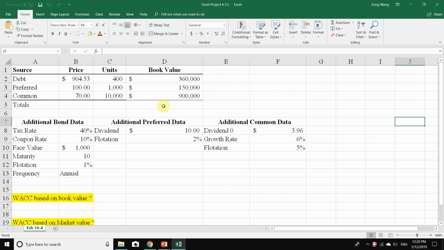All right, in this Excel project, you are going to solve for the WACC based on book value and the WACC based on market value. The WACC stands for weighted average cost of capital. That is your chapter number 10.